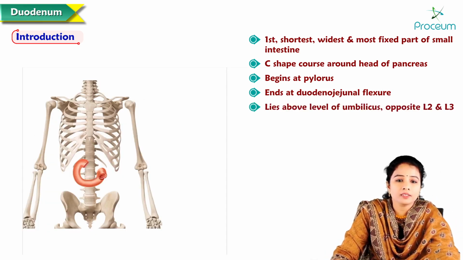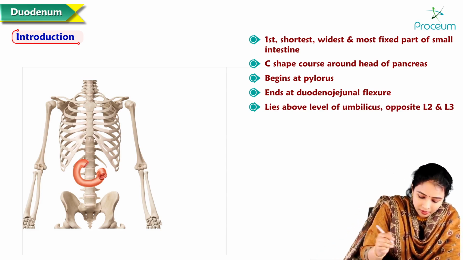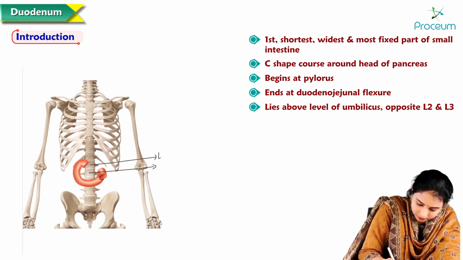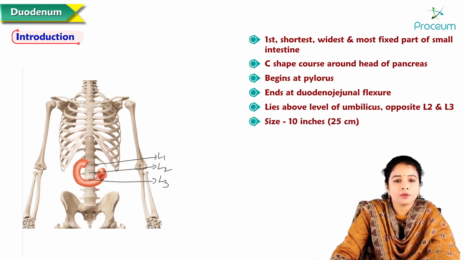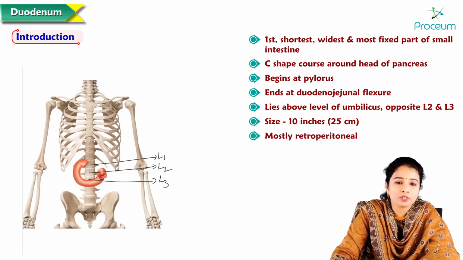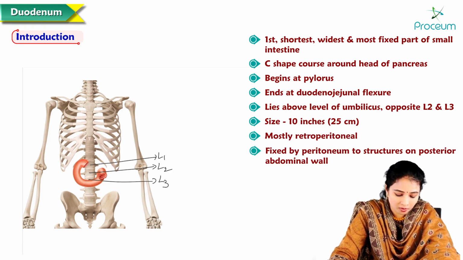The duodenum lies above the level of the umbilicus, opposite the second and third lumbar vertebrae, L2 and L3. It is approximately 10 inches, around 25 centimeters long, and most of the duodenum is retroperitoneal and fixed by the peritoneum to the structures on the posterior abdominal wall.